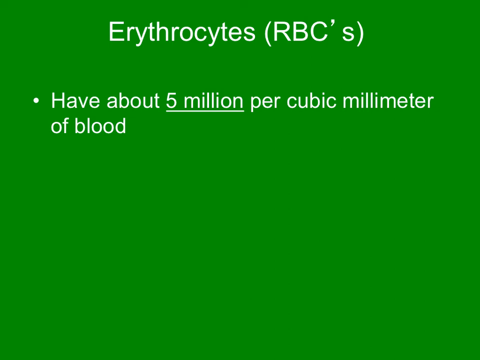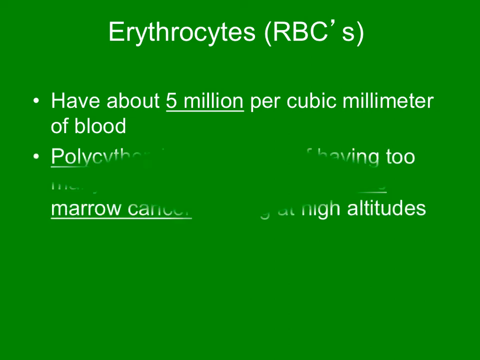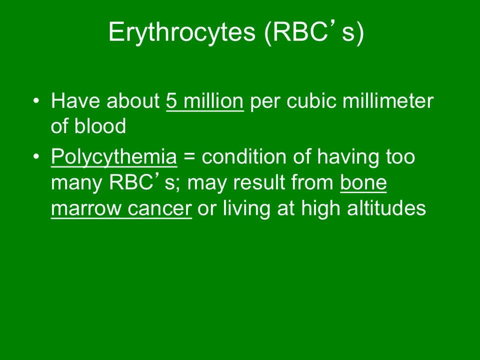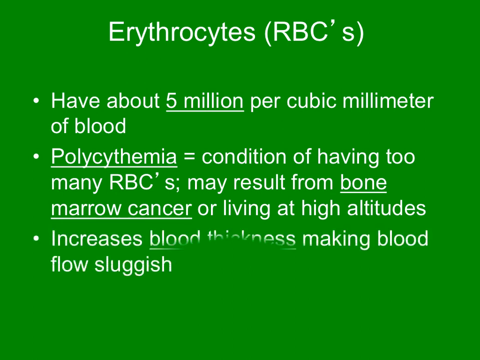Now, I can also play the numbers game the other way. I can have too many red blood cells. This can result from bone marrow cancer or living at high altitudes. What this does is it causes blood thickness to increase, which can make your blood flow actually very sluggish, especially when you return to normal altitudes. This is different than blood doping, so the condition of polycythemia is actually something that is naturally occurring. It's a genetic environmental trait type of thing.